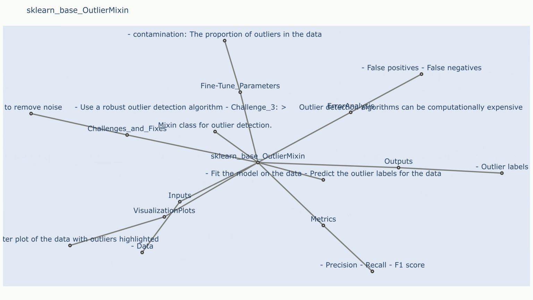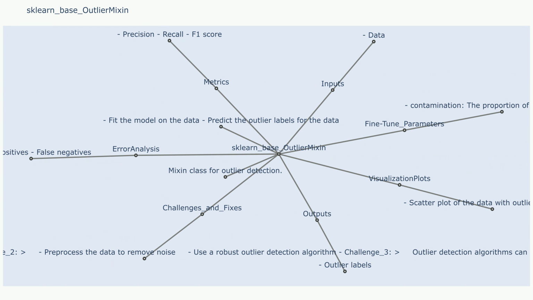Fine-tune parameters. Threshold. Adjust the threshold used to classify data points as outliers based on their outlier scores. A higher threshold will result in fewer outliers being detected. Contamination. Specify the expected percentage of outliers in the data, influencing the model's sensitivity to outliers.